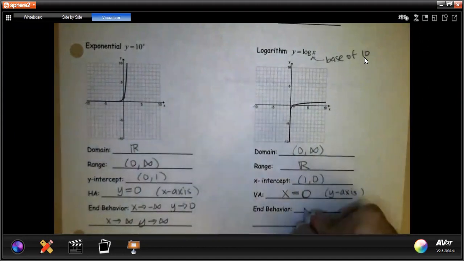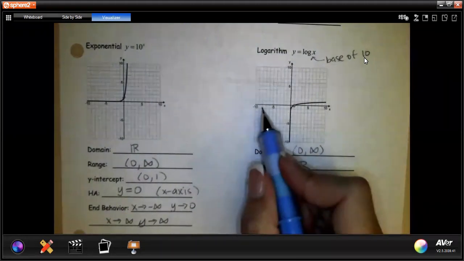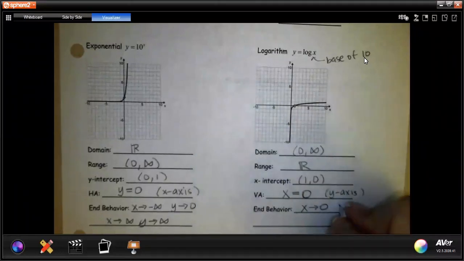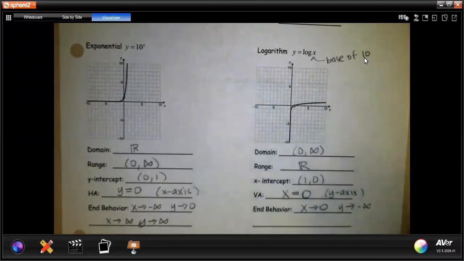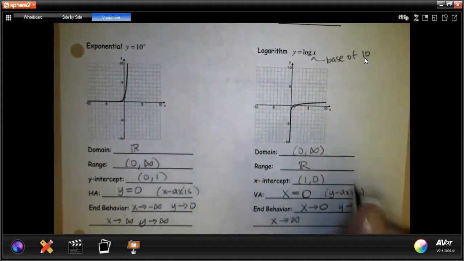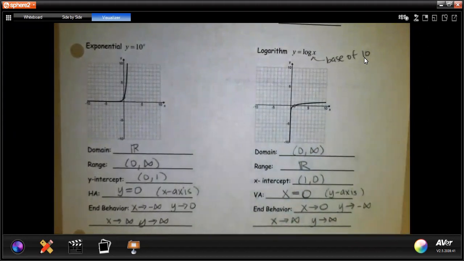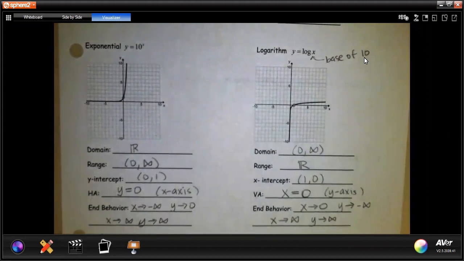For the end behavior here, it is as x approaches 0. Since we know it does not go any further this way, as x approaches 0, y is approaching negative infinity. And as x approaches positive infinity, so on the right-hand side here, y is approaching positive infinity as well. Here are our basic attributes for exponentials and logs. It's important that we know these pieces so that when we transform them, we know where each of these pieces came from.